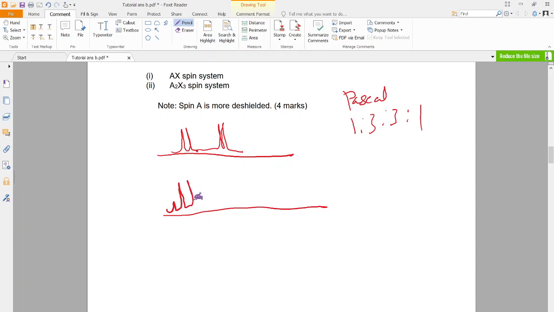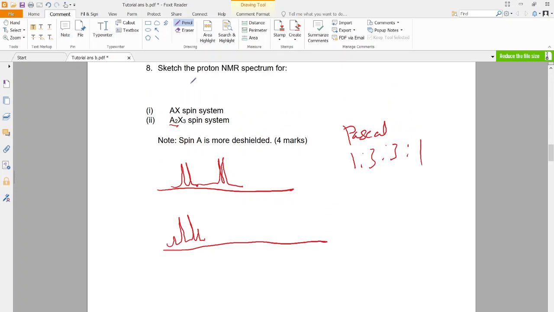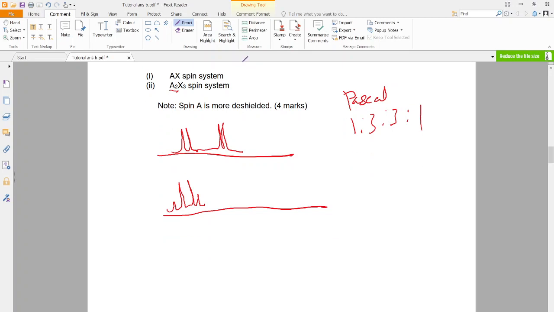Make sure when you sketch that it looks like 1, 3, 3, 1. Even if it's a sketch, at least it shows that intensity. And because the X3 sees that of the A2, and that has 2 protons there, this is a proton NMR, so it will be n plus 1, so 2 plus 1 will be 3.